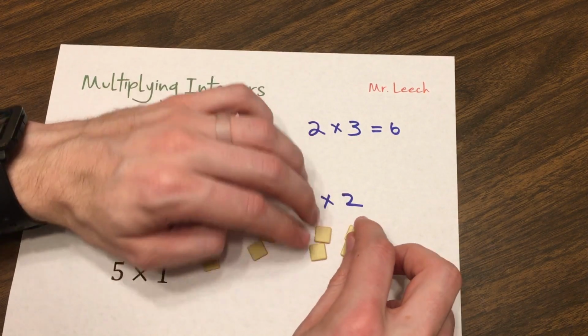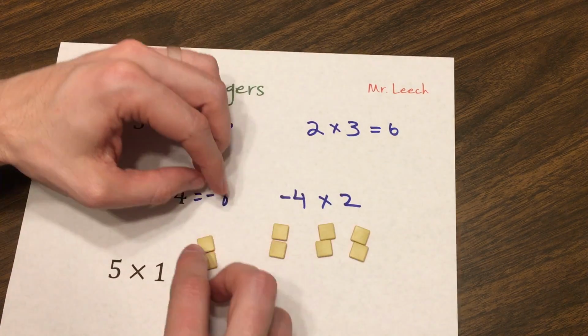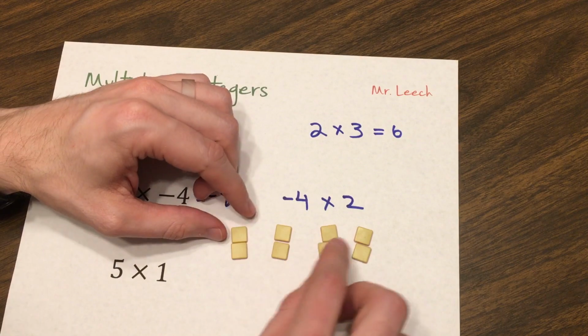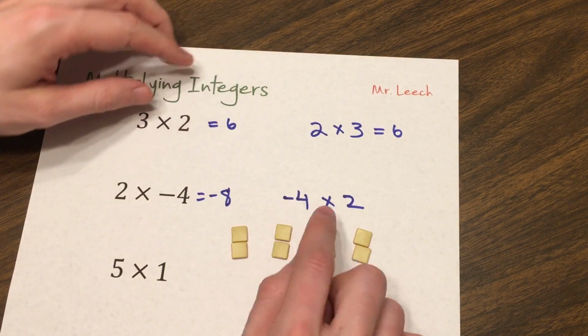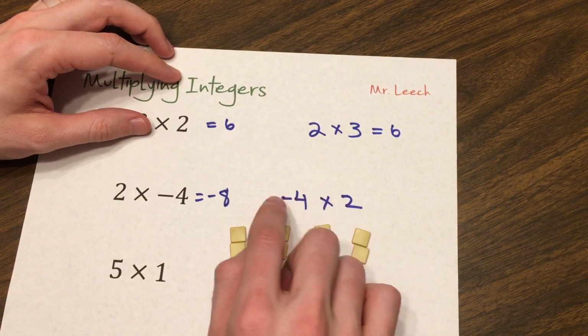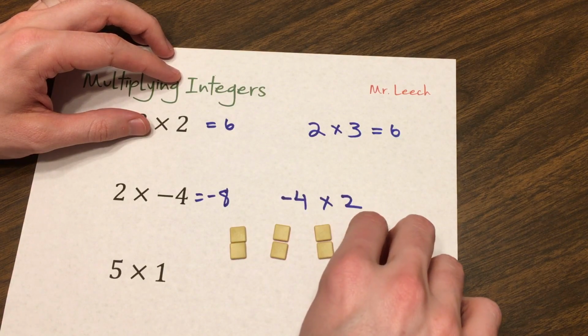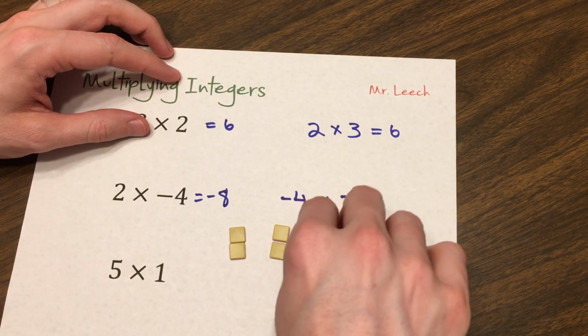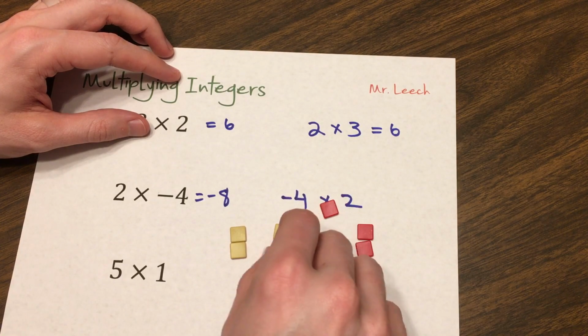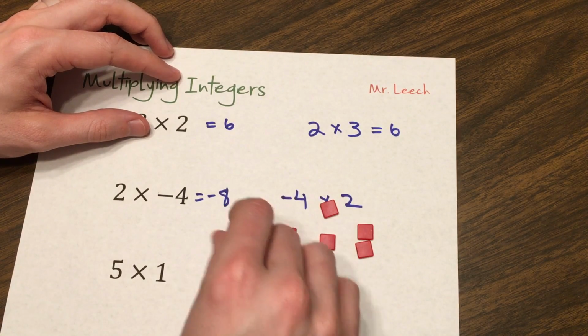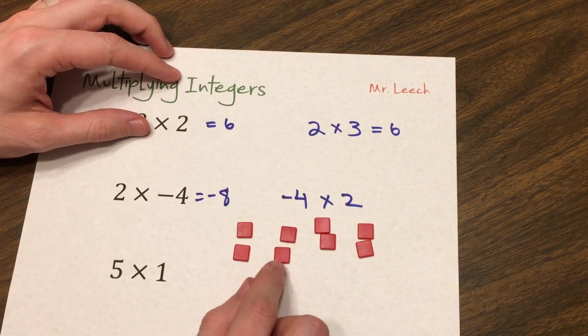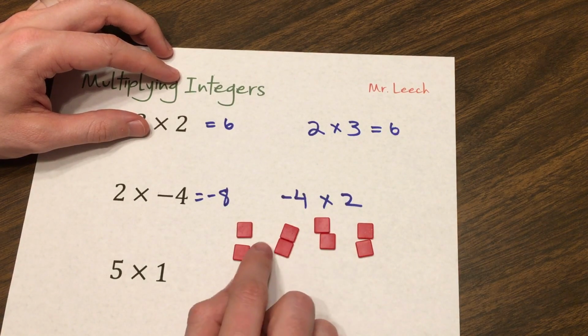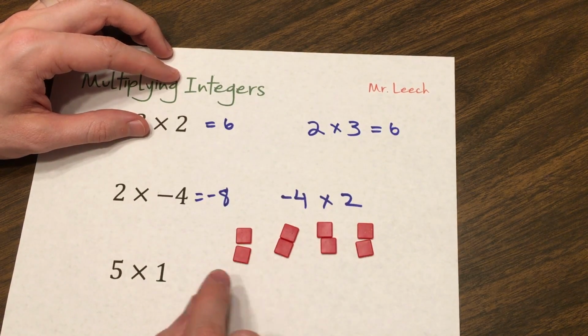So if it was just 4 times 2, I would have 4 groups of 2. But that negative's there, right? So if I have 4 groups of 2, but that negative is going to flip the sign on my groups, and so I have a negative 4 groups. Does that make sense? I had 4 groups, but I had to negate them, so now they are negative 8.